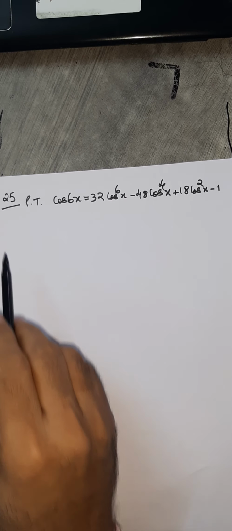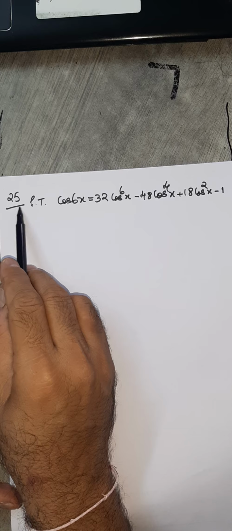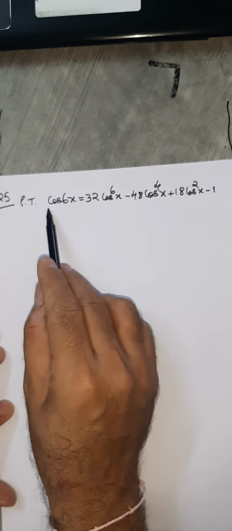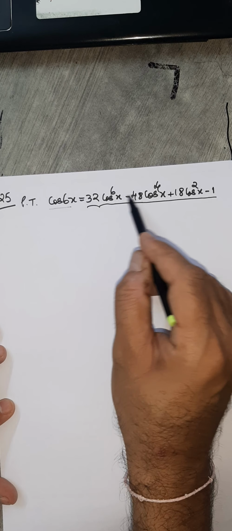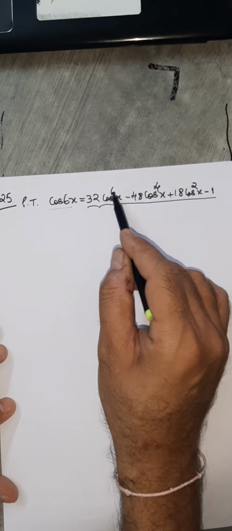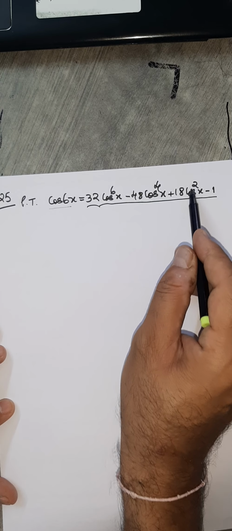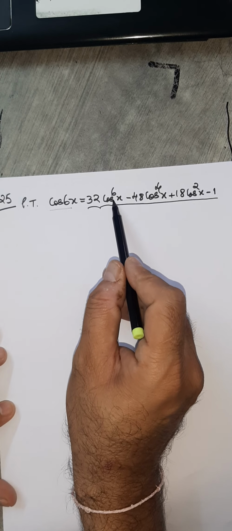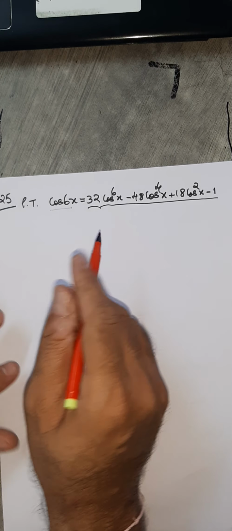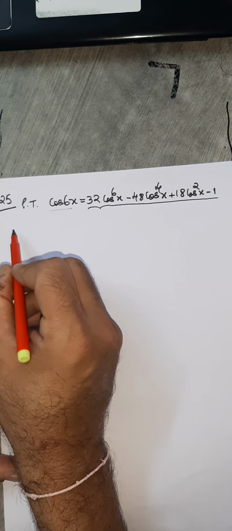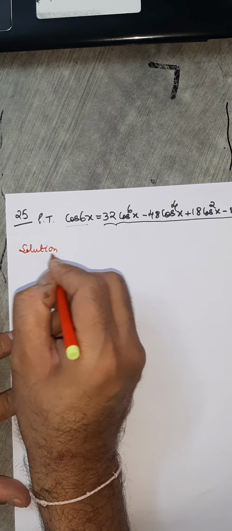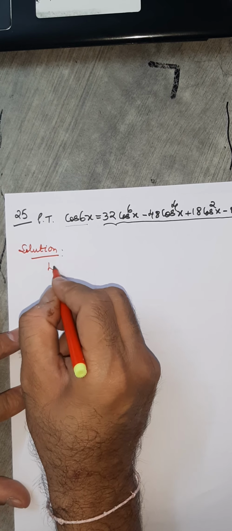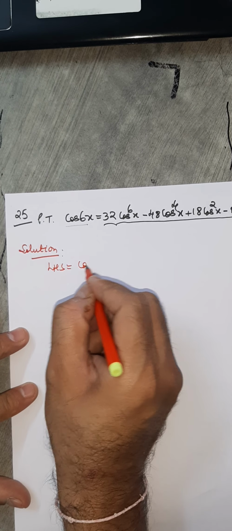One more question from that exercise. Question number 25. Prove that cos 6x equals this much. Everything is in the form of cos. Don't worry about raised to 6, raised to 4, raised to 2, that will come automatically. The important observation is that the right hand side is about the cos function. So in the solution, I'll start with LHS, that is the left hand side, which is cosine 6x.